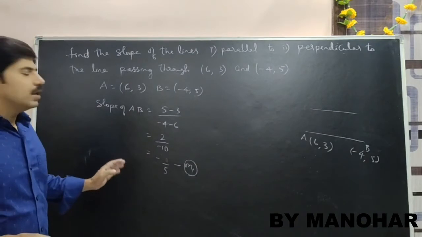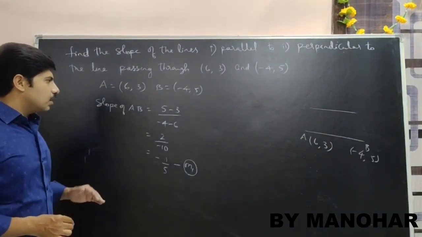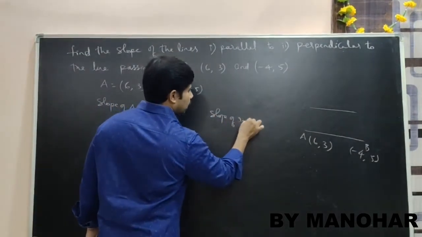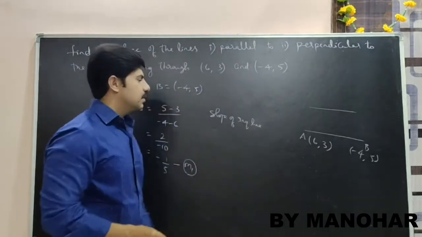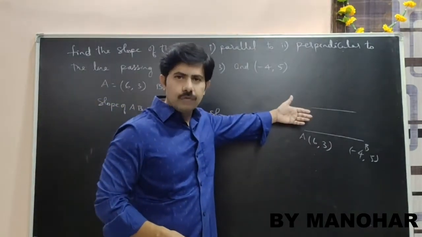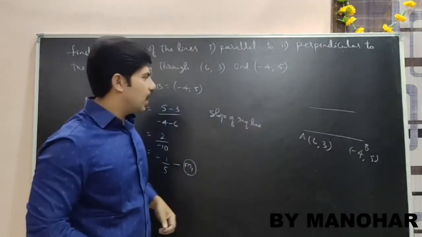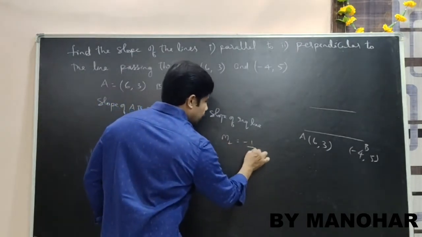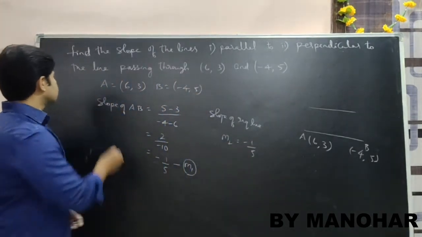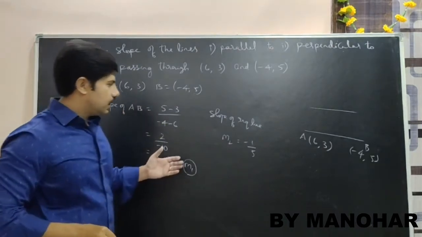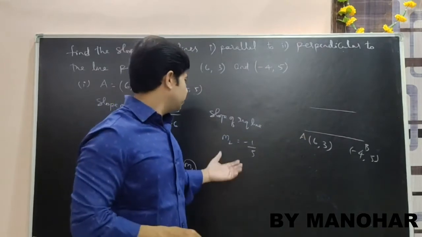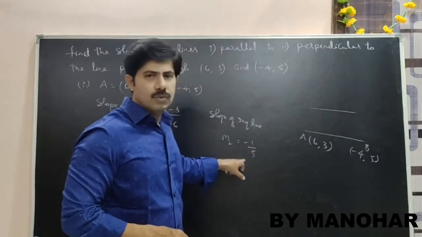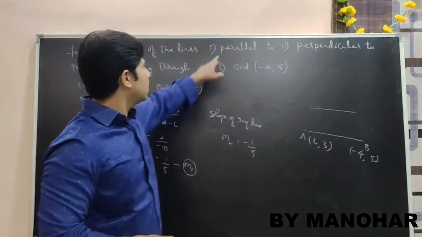So this is M1. Now the slope of required line. You understood? Required line means the line whose slope we are going to find. The slope of required line is nothing but M2. What is M2? M2 is also minus 1 by 5. What is the reason? Because in the first bit it is given that the two lines are parallel. So if two lines are parallel, what is the condition? M1 is equal to M2. So what is M2? It is minus 1 by 5. Okay. So we completed for parallel.